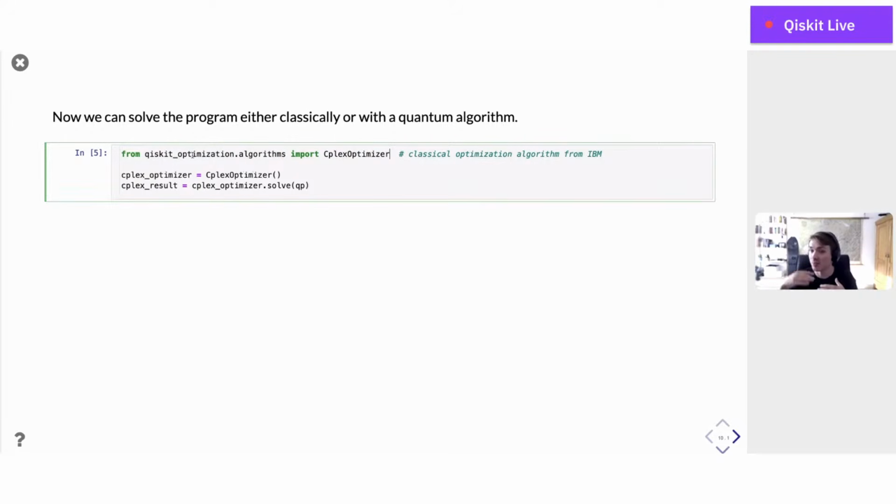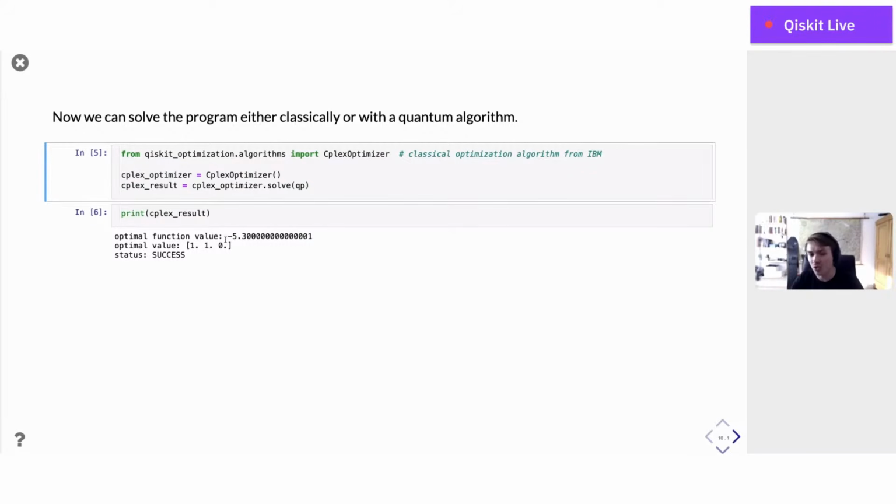So you see that Qiskit Finance is built upon the tools that Qiskit already provides. So we can define our optimizer just by instantiating the CPLEX optimizer, and then we can feed it the quadratic program that we got out of the portfolio optimization application. And then we can just ask it to solve this problem. And as a result, it shows us that the optimal value is minus 5.3.